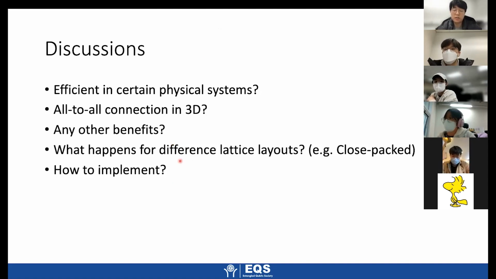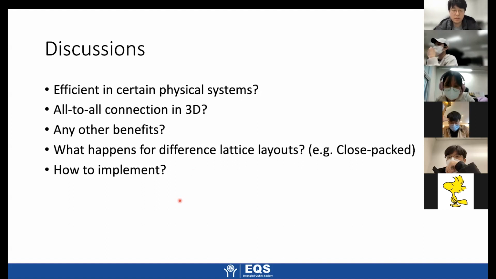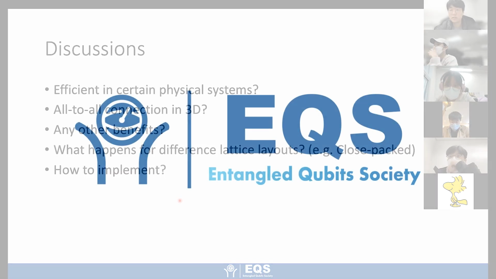Up to now, we considered a square lattice or cubic lattice, but what would happen if we considered a different kind of lattice, such as a close-packed structure? The number of neighboring qubits would increase. So how would that affect the result? Any other questions or other opinions? Okay, if you guys don't have any more questions, let's end this meeting.